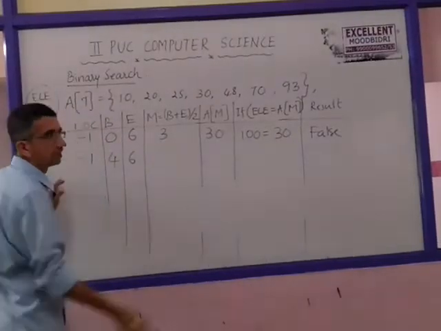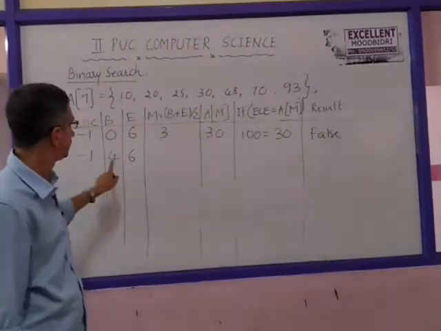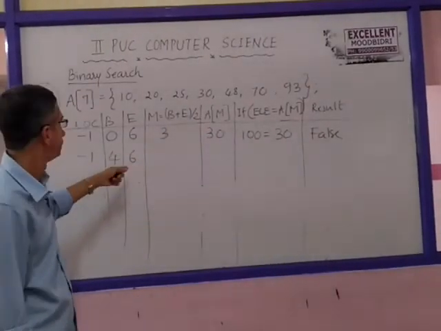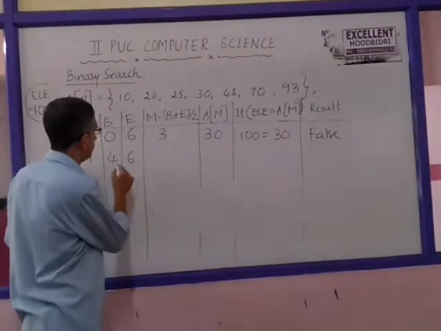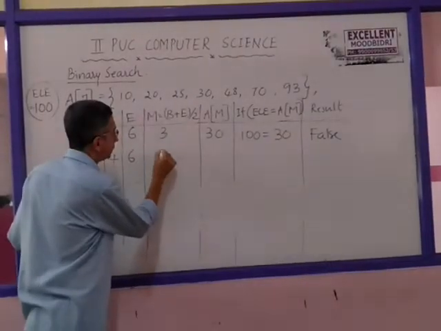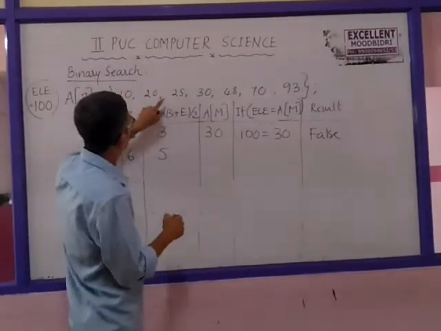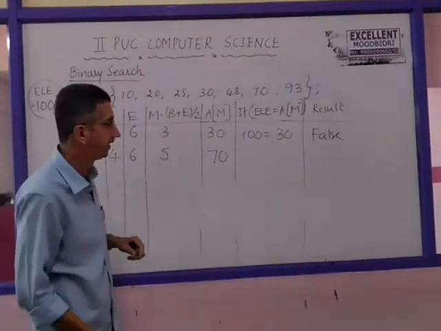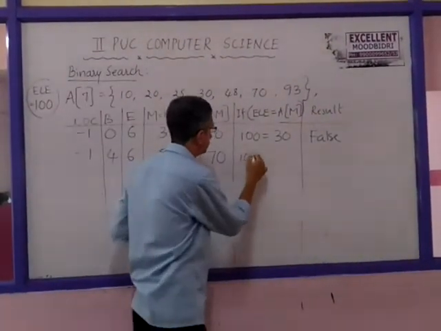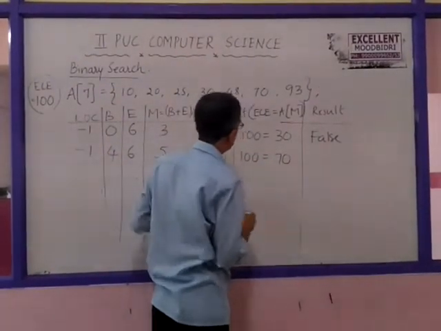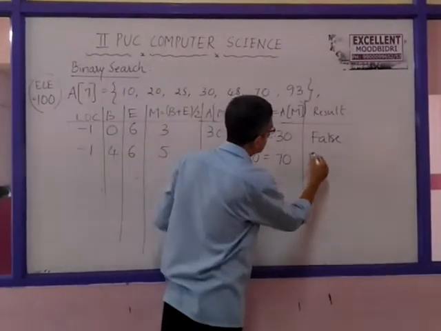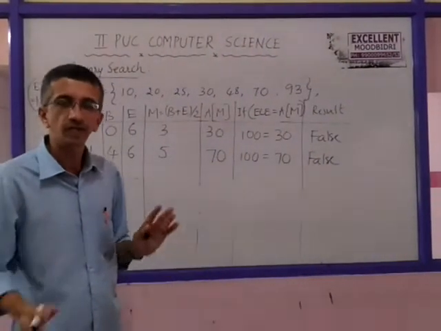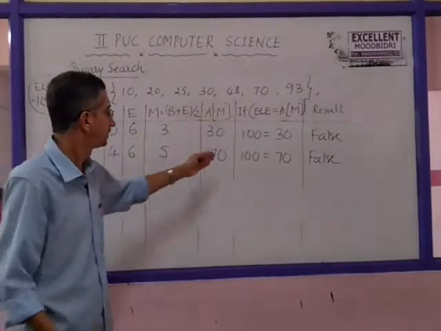So again, check the loop condition. Beginning is less than or equal to end: true. So into the loop. 4 plus 6 by 2, it is 5. Mid is 5. 0, 1, 2, 3, 4, 5. A of 5 is 70. Now compare. 100 is equal to 70, the mid item? False. So everywhere it is false only, because the item is not found anywhere. Right? So this is also false.